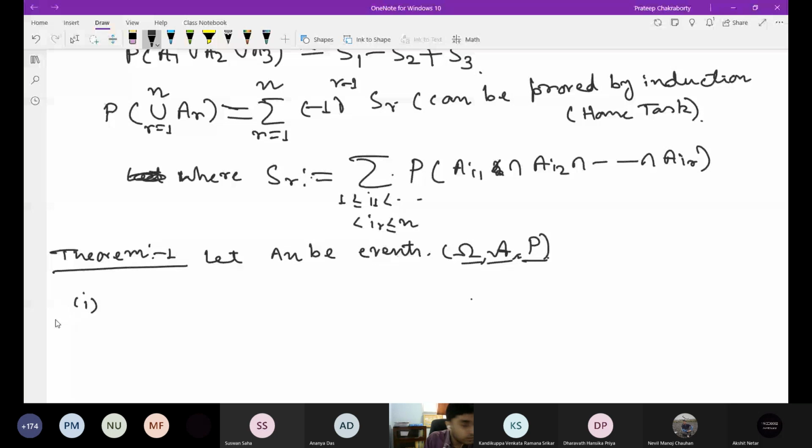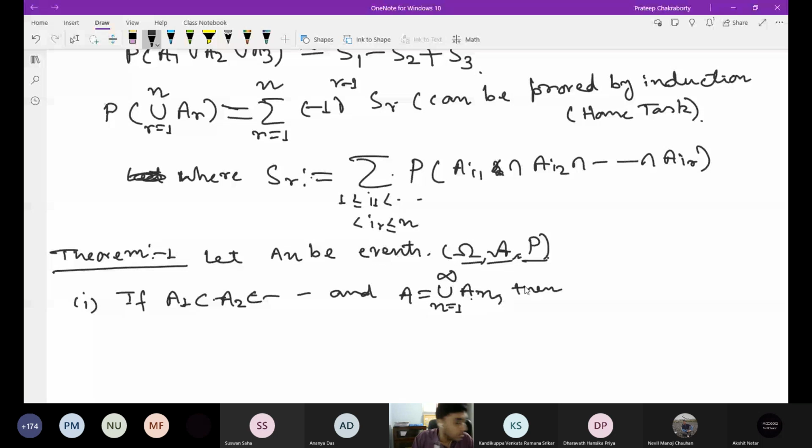This is called the continuity theorem. Why this is called continuity, you will understand if I write the statement. A1 is a subset of A2, A2 is a subset of A3, all going in ascending order, and ultimately we get the union A. Then P of A equals, can you guess the result? This is said to be a continuity result.